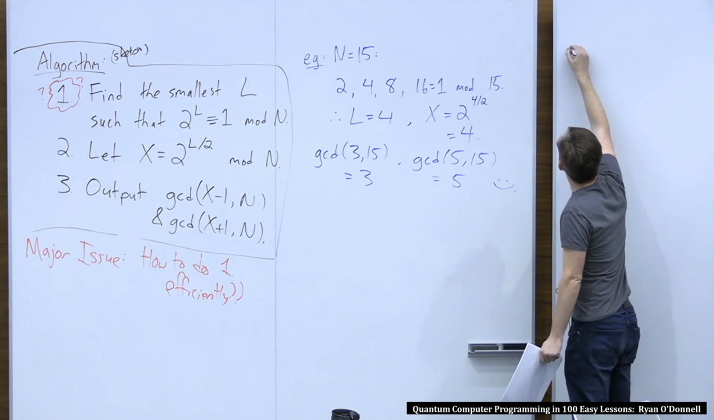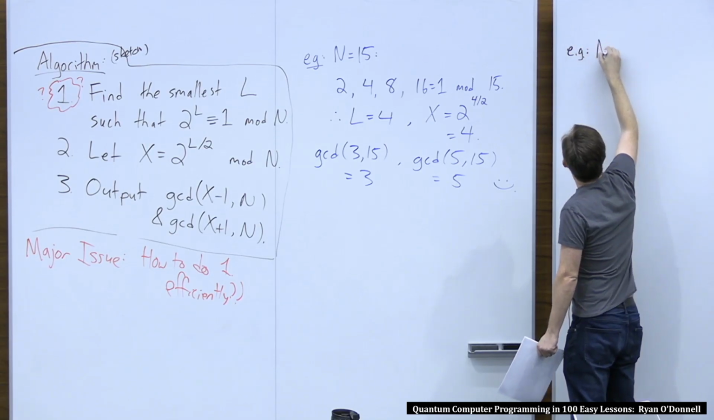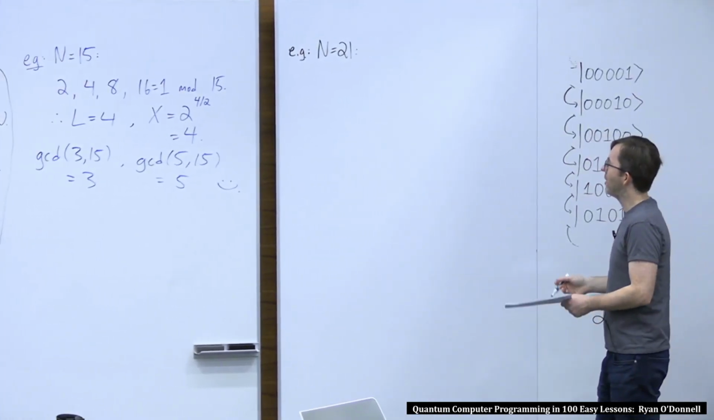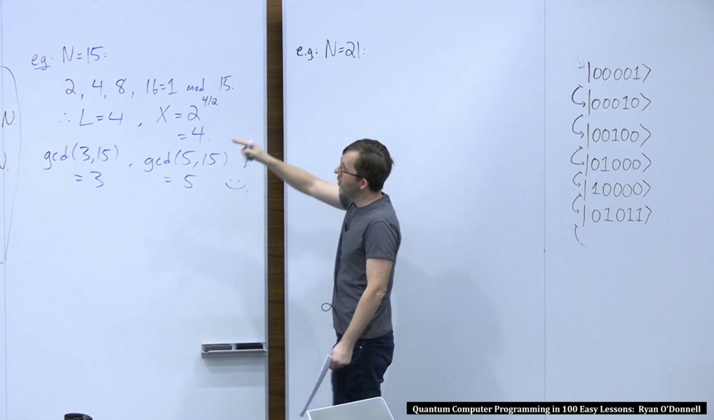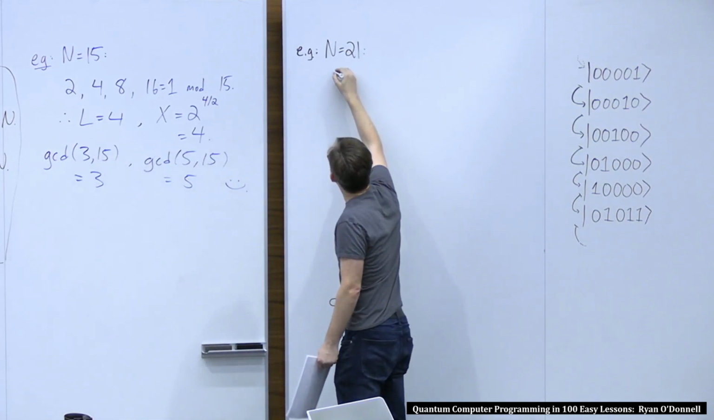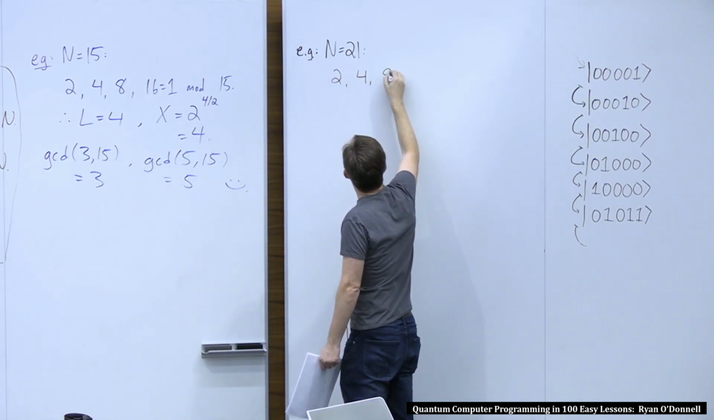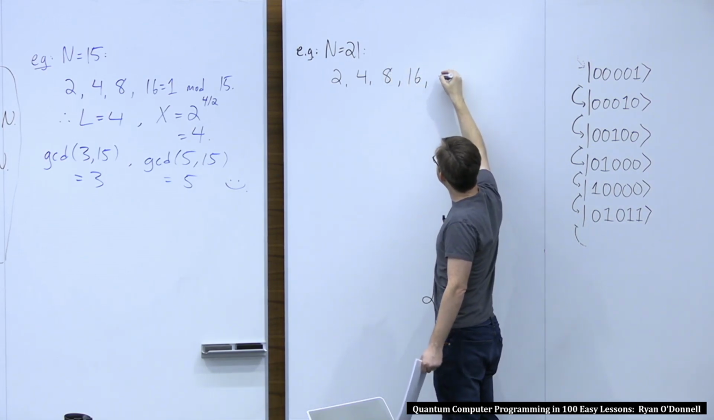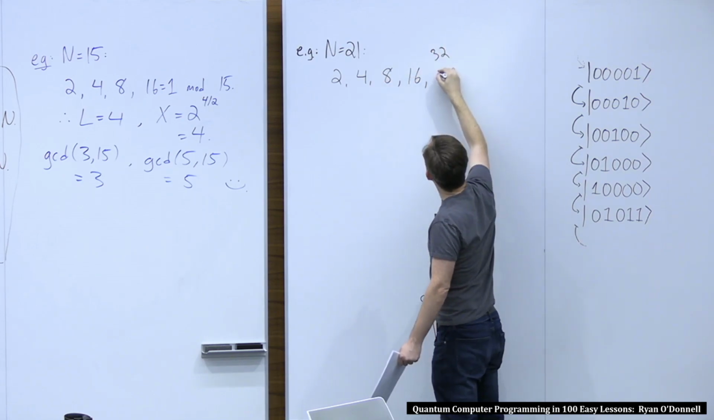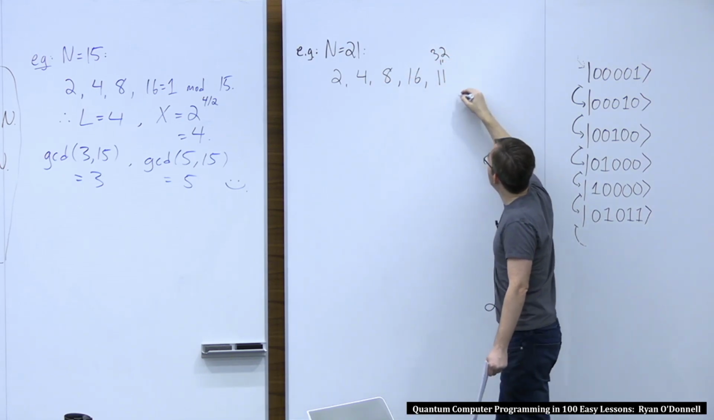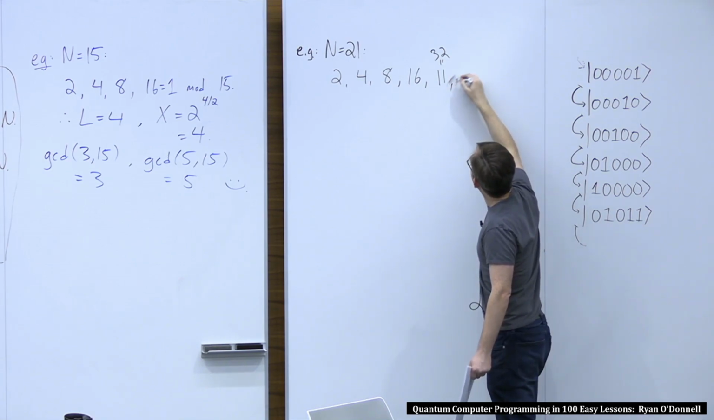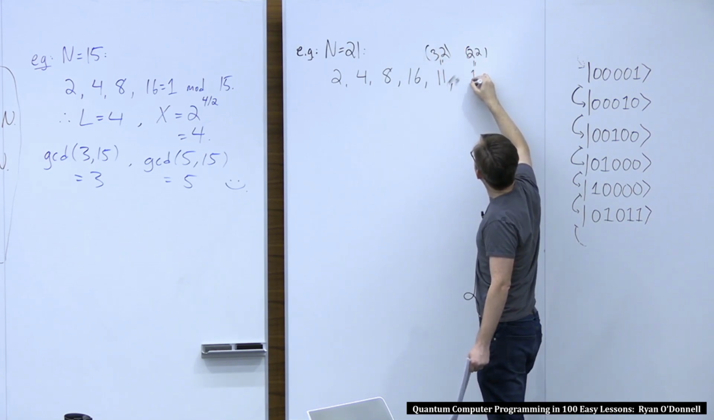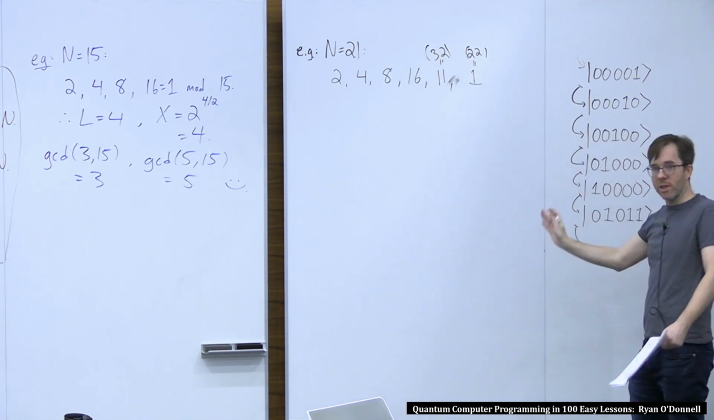The next smallest example is n is 21. So if you don't know the factors of 21, then prepare to learn them. Okay, so we'll do this step again, like super slowly. So we'll do 2, and then 4, then 8, then 16, then times 2 is 32. Now 32 is the same as 11 mod 21, and then we double 11, and we get 22. But hey, 22 is equal to 1 mod 21. So we stop. We found it.